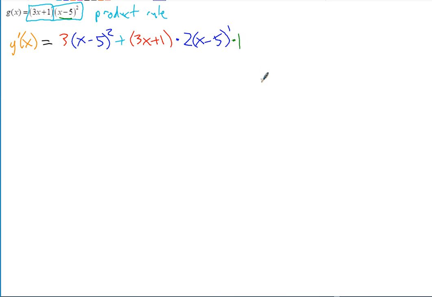All right, and so now to see where this is 0 or undefined, notice there's no negative exponents or denominators, so you won't have any critical numbers that make the derivative undefined. So you want to see what makes it equal to 0.